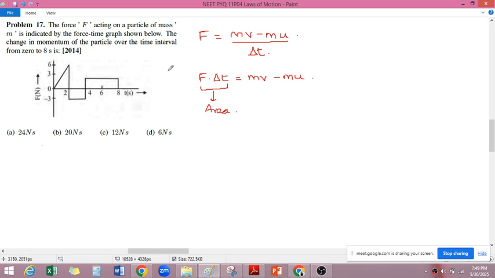But then they are asking you to find the change in momentum. So as you can see, this is nothing but change in momentum. So if you understand this, this is a very easy problem. So that means this will be half base into height. So 6 into 2, so this will be 2, so plus 6. This will be 4 minus 2, it will be 2, 2 into 3, 6. So since it is in the negative side, you have to take minus 6.